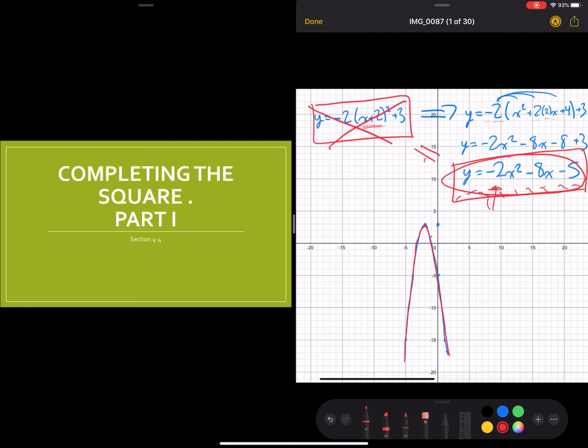And that's what this lesson's about. This lesson's about completing the square. How do you go from here to here? How do we get from this to this? And that's what this lesson's about. We do that by completing the square. Imagine that, a whole video just on the title.